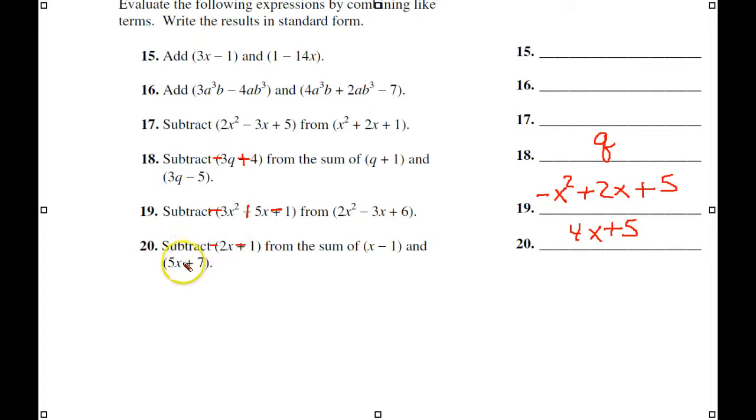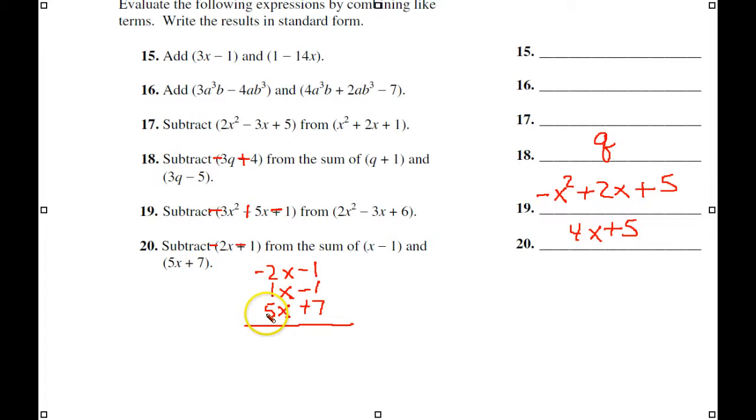Now, a technique that I didn't see here, a place where I could illustrate it, is instead of doing these horizontally, you may want to line up the like terms vertically. So let's see what we have here. We have a negative 2x and a negative 1. Here we have a positive x. We could put a 1 in front, and a negative 1. And here we have a positive 5x and a positive 7.